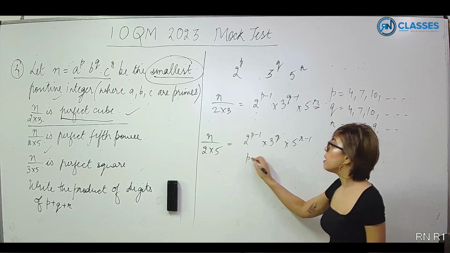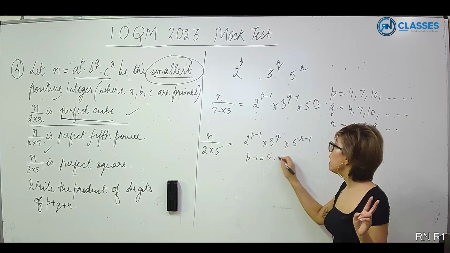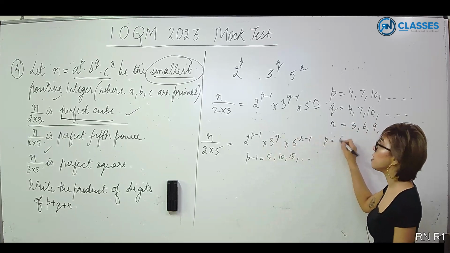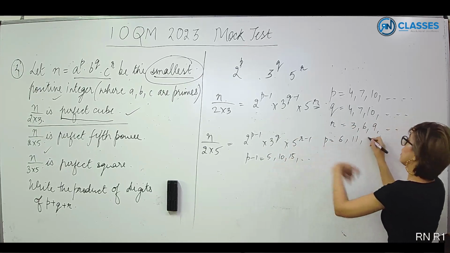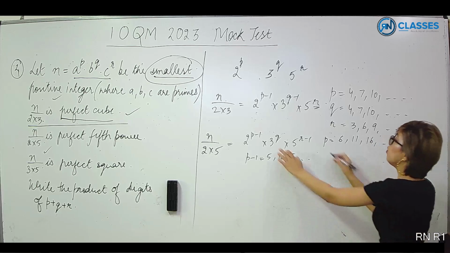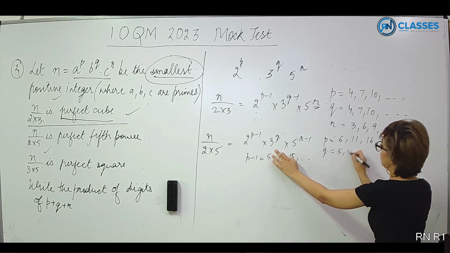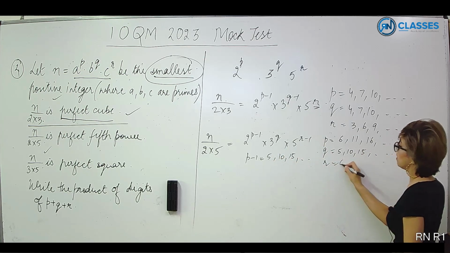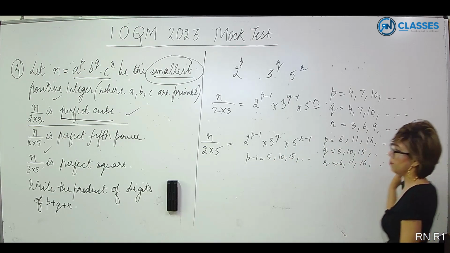So that means p minus 1 can be 5, then it can be 10, then 15 and so on. So that means p will turn out to be 6, 11, 16 and so on. Q has no restriction, so it will be 5, 10, 15 and so on. Then r again will be 6, 11, 16 and so on.